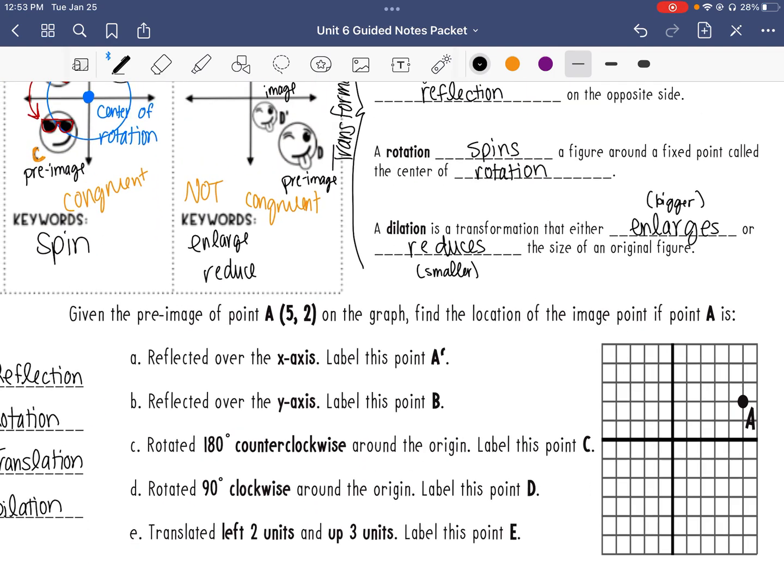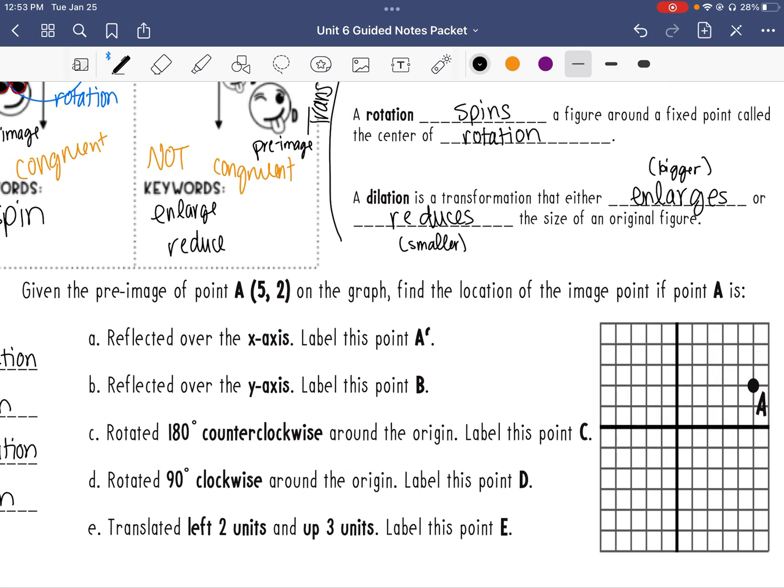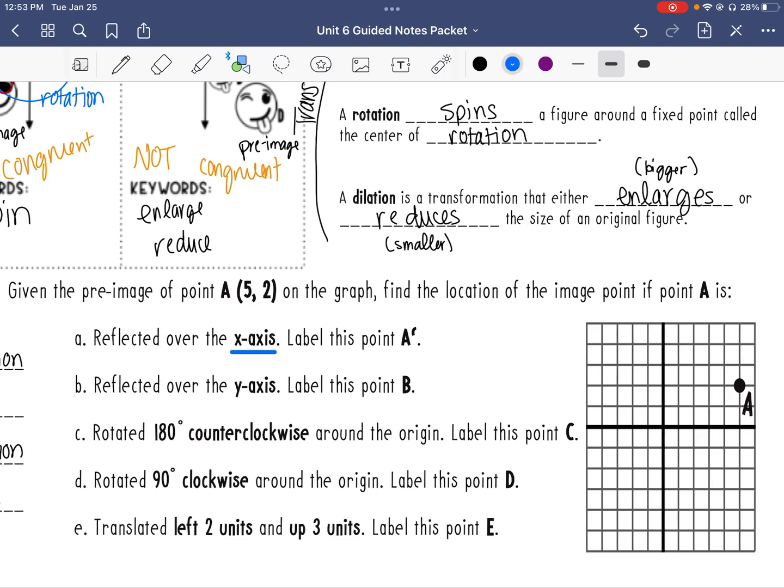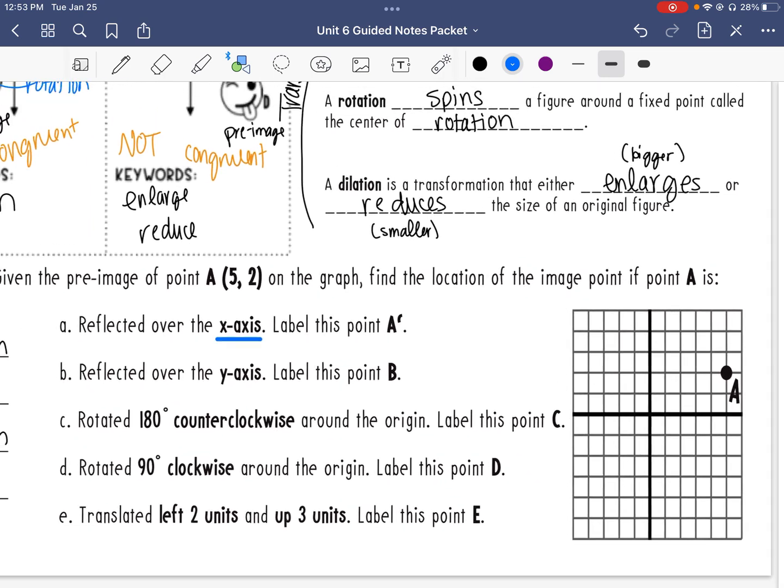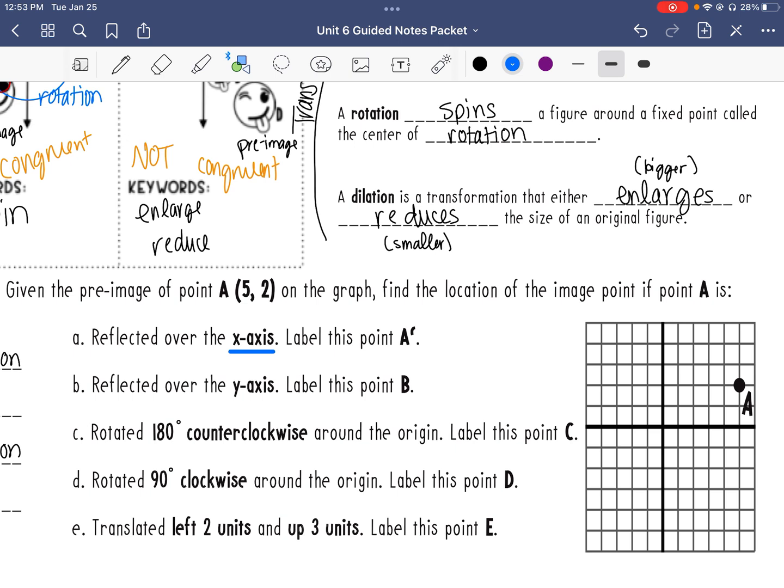Okay, now, last little example from these notes. So given the pre-image of point A at (5, 2) on the graph, find the location of the image point if point A is, we got to do different things to it. So the first one it wants us to do is it wants us to reflect it over the x-axis. Okay, it wants us to go over the x-axis. So the first thing I want to do is make sure you guys know, where is the x-axis? Go ahead and make sure you're pointing to it on your paper. Where is the x-axis? Okay, it's right there.